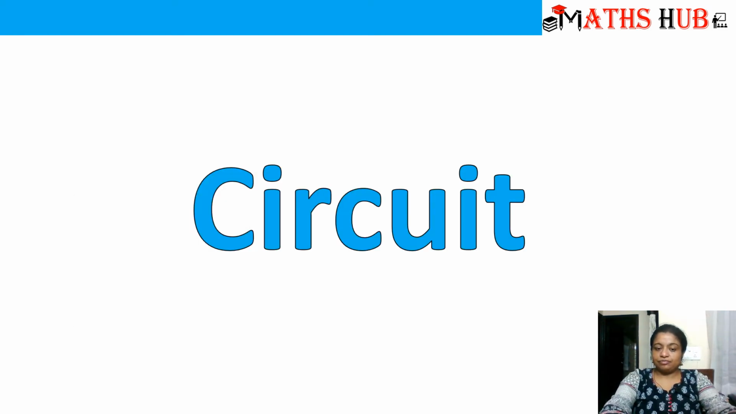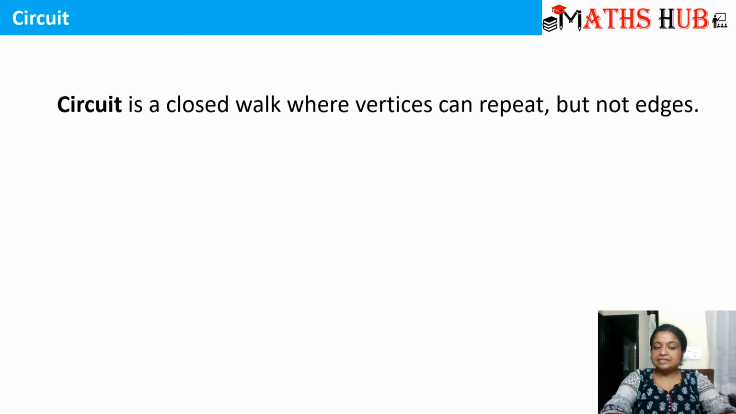The next type of walk is a circuit. Now, what is a circuit? As the name suggests, it needs to be a closed one, right? So now what happens? A circuit is a closed walk where the vertices can repeat but not the edges. So it is a closed trail in fact. You can also say that it is a closed trail. So vertices can repeat but not the edges and it has to be a closed one.